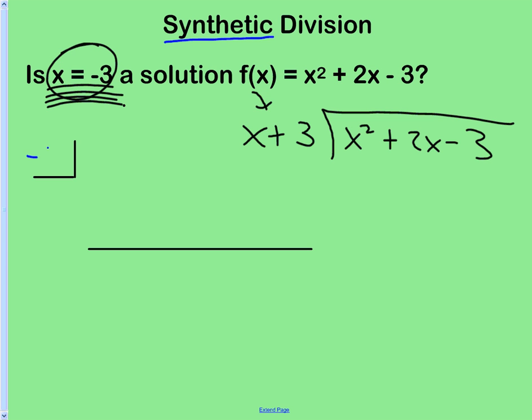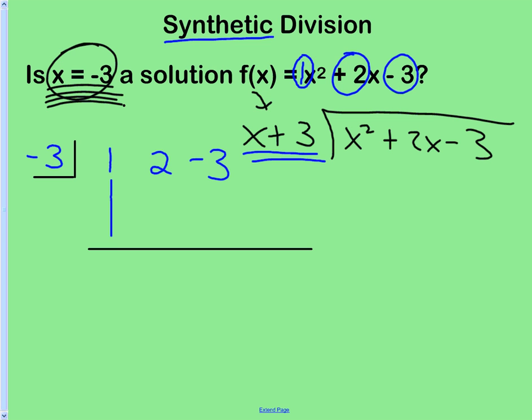You start by just putting in the root here on the left, just kind of like this was a factor that was on the left. And then you take all the constants like this. There's a 1 right there. There's a 2 there. And there's a negative 3 there. And I write them here. 1, 2, and negative 3. Now, this 1 just drops down.